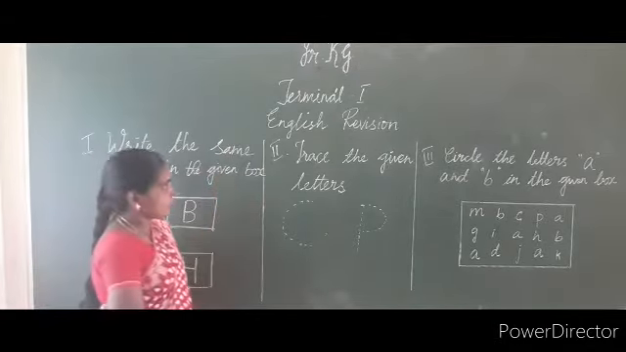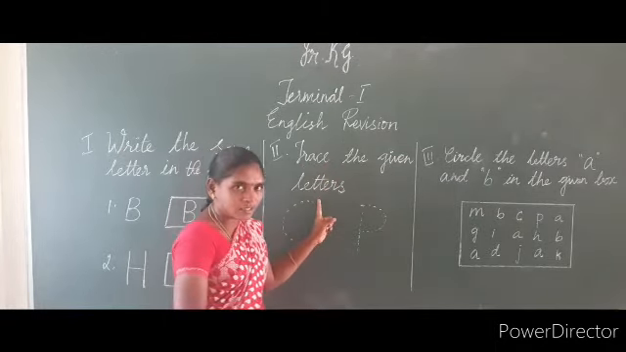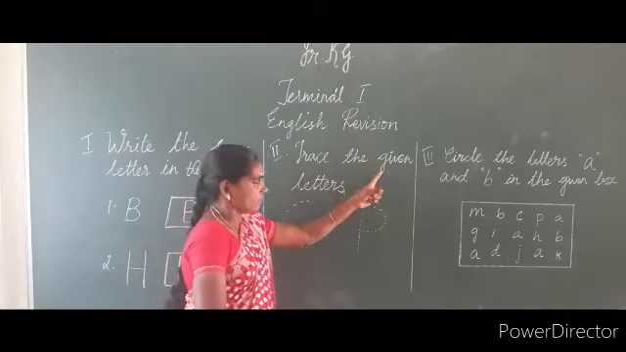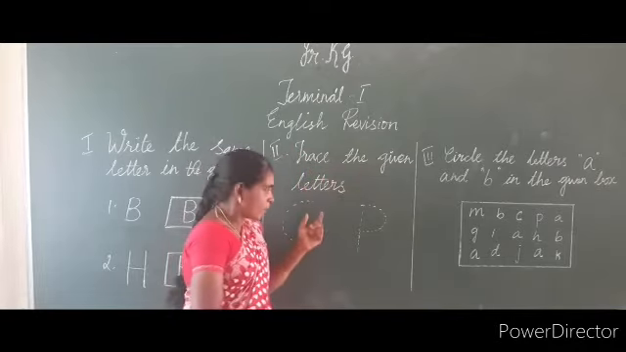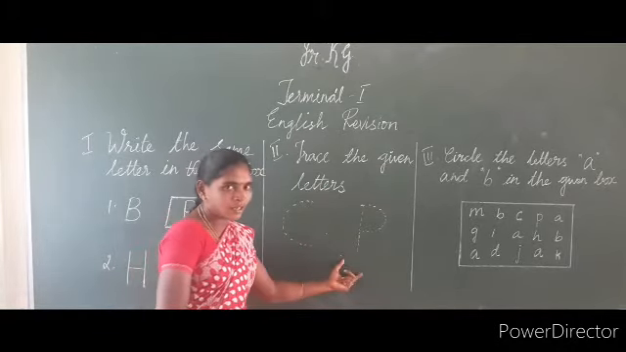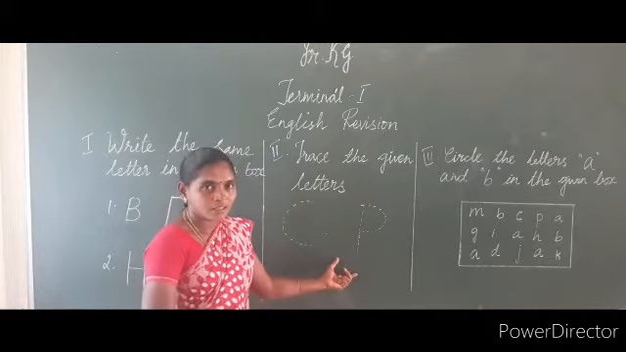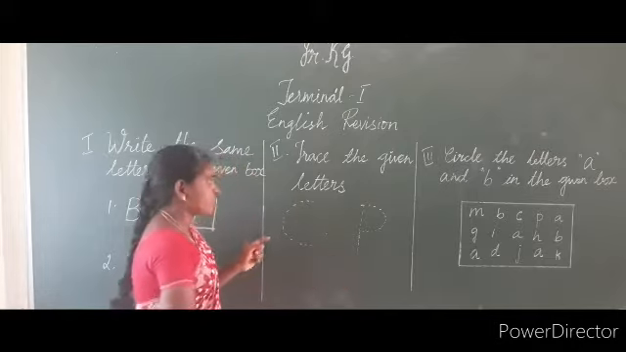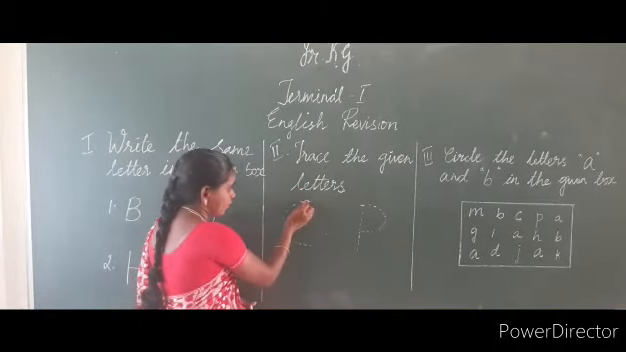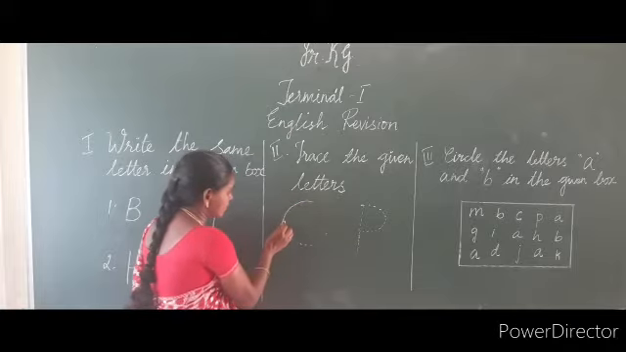What is that? Trace the given letters. What you have to do? You have to trace the given letters. Can you see the letters here? Can you identify the letters through the dots? Let's identify what the letter is by joining the dots. You have to join all the dots like this.